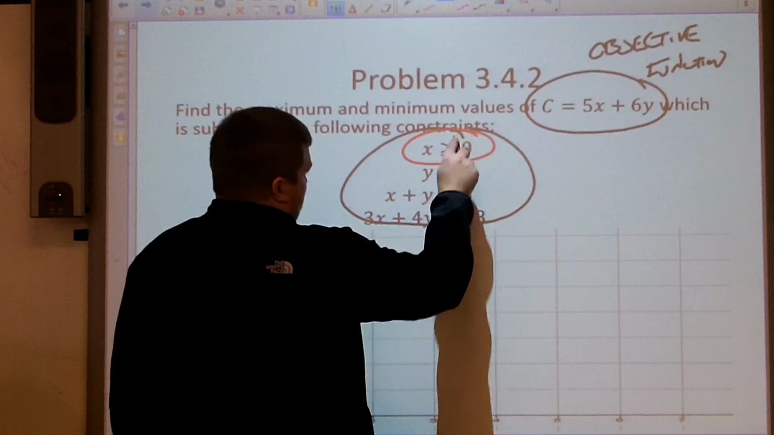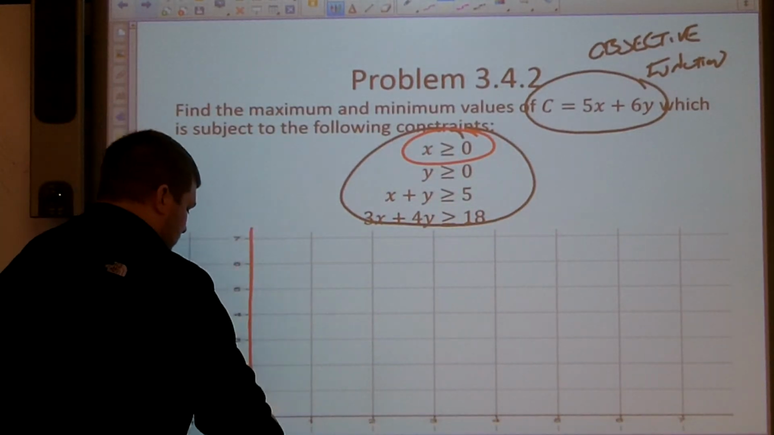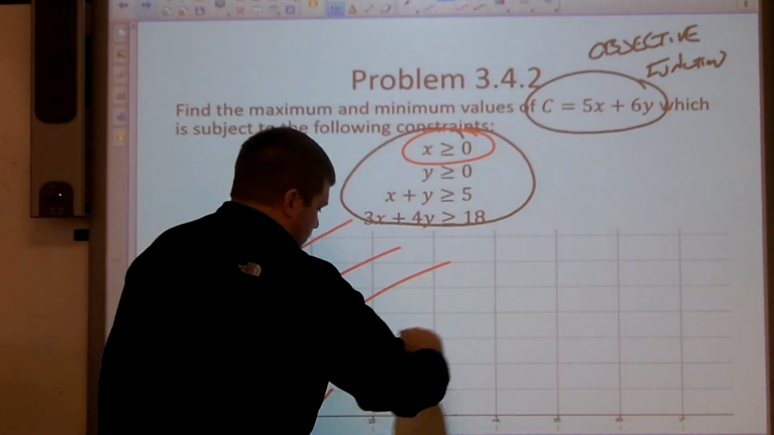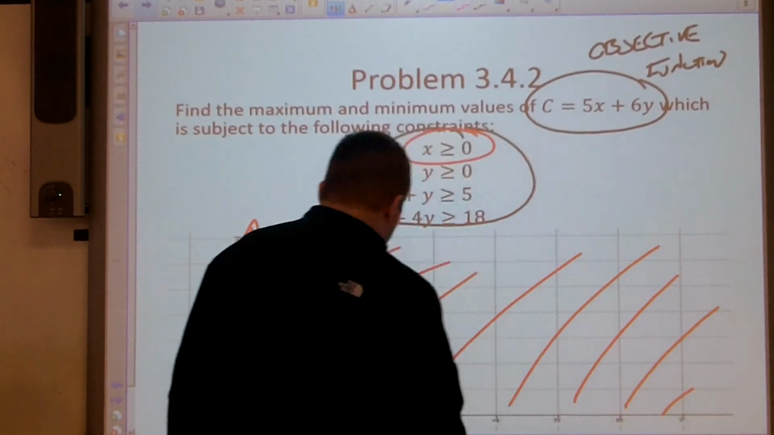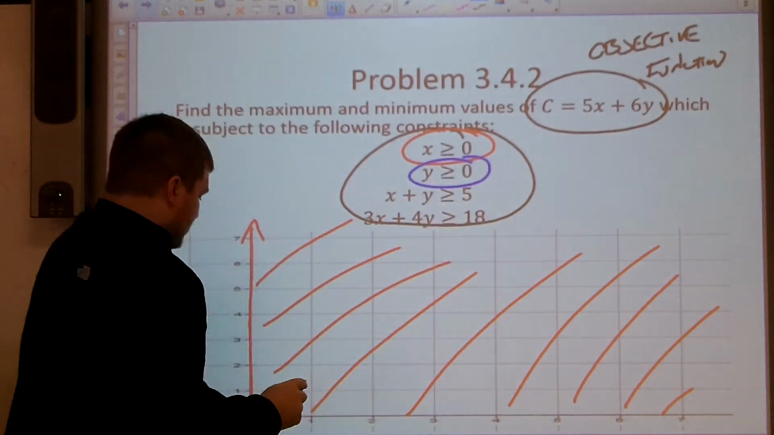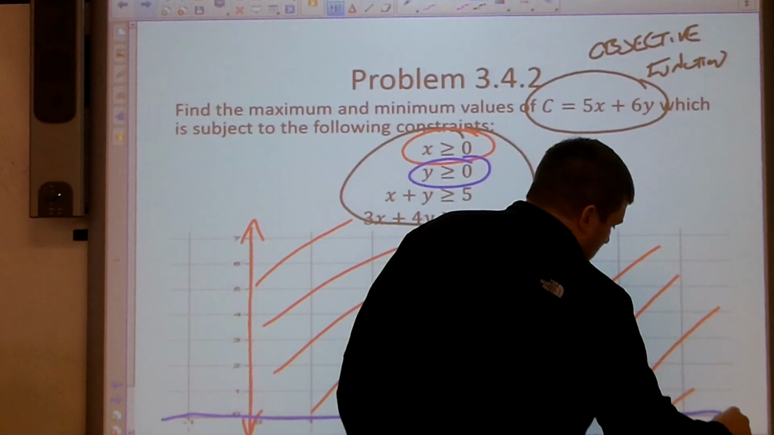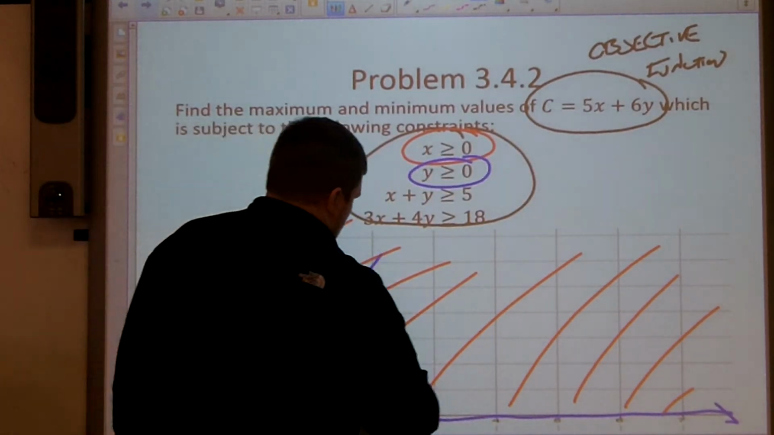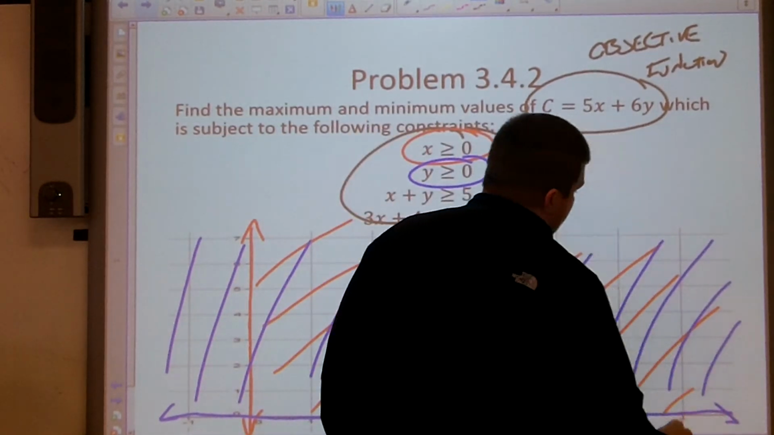So the first one, x greater than or equal to 0. I know, again, that's just simply the y-axis, and I'm just going to shade to the right, everything over here. All right, the second constraint is just the x-axis. That's greater than 0, so I'm going to shade above. Pretty quick. Once you get used to it, it goes really quick once you recognize some of the common constraints.